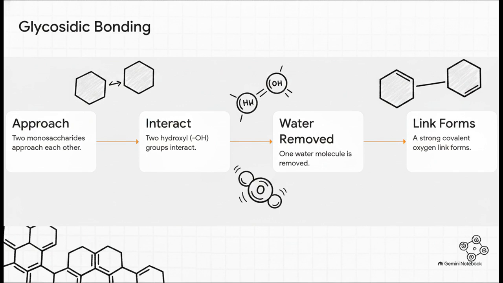Step 1, 2 single sugars or monosaccharides approach each other. Step 2, their respective hydroxyl groups interact. Step 3, during this interaction, exactly 1 water molecule is removed. And finally, step 4, with the water gone, a super strong covalent oxygen link forms between the 2 sugars. We call this entire process a condensation reaction.